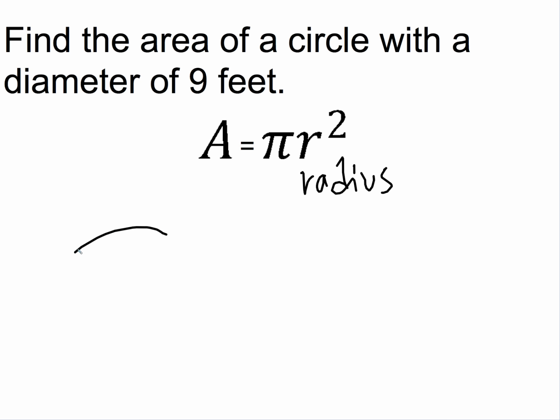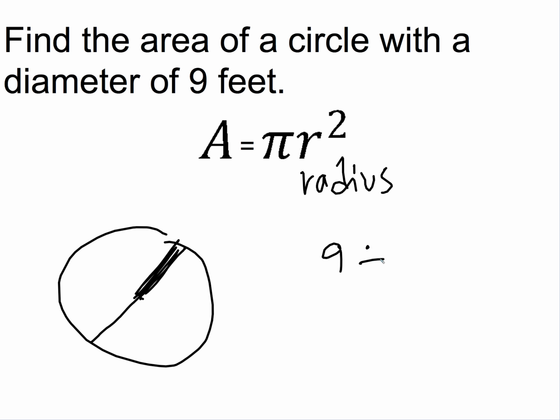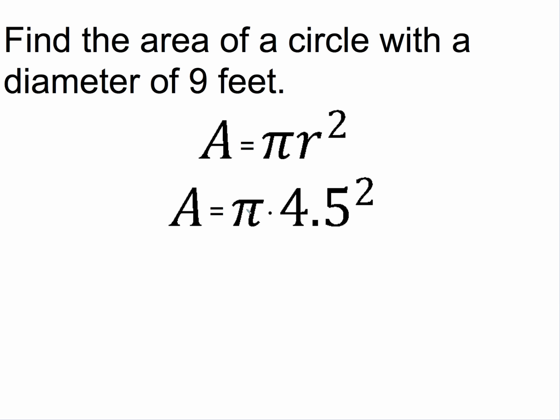Therefore, since, picture the circle, the diameter goes all the way through the circle, the radius is only halfway. So the radius is half of the diameter. So since our diameter is 9, we need to divide that by 2, which would be 4.5. So that's the number I want to use for the radius. So I'll plug in pi times 4.5 squared.